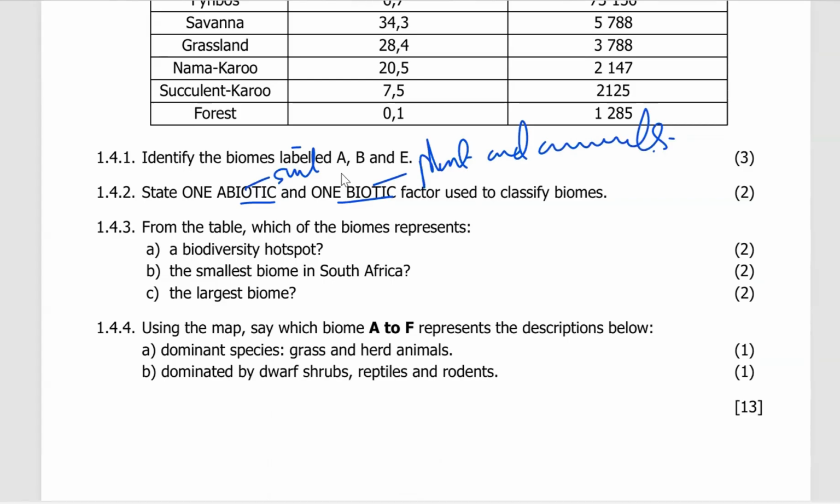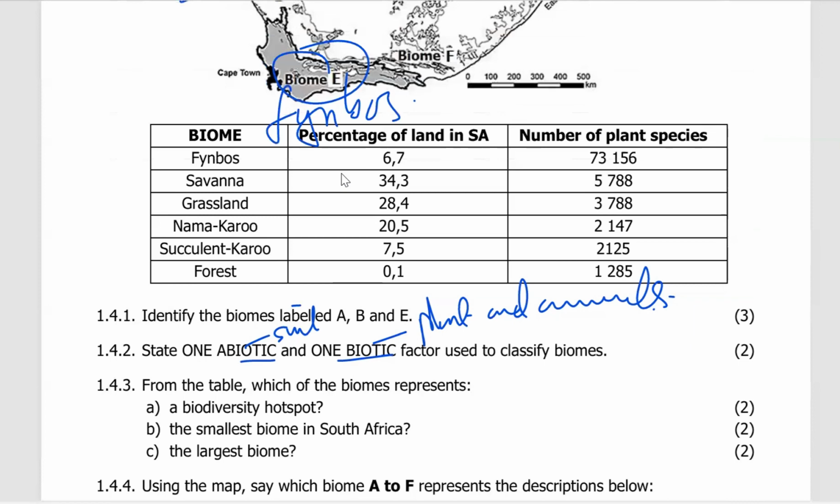From the table, which biome represents the biodiversity hotspot? From the table, number of species, biodiversity, meaning that it has too many species, so it means that it is fynbos. So the answer there is fynbos. The smallest biome in South Africa: we see that by percentage it is forest, so it's forest there. The largest biome in South Africa: we look at which one has the biggest land space. In this case it's going to be savanna. Yes, savanna here, and then you get 2 marks just to confirm savanna because of the large land mass. We said fynbos because of the so many species. We said forest because it has the smallest land mass or area.